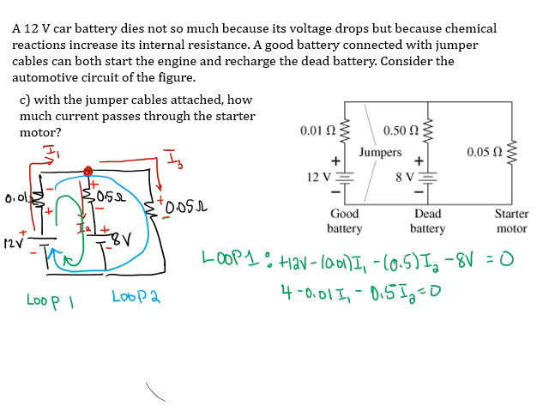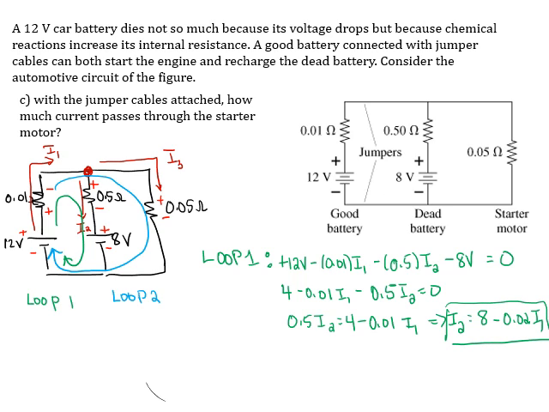So 0.5 I2 equals 4 minus 0.01 I1. So I2, we'll divide both sides by 0.5. I2 equals 8 minus 0.02 I1. Okay, there's one equation we'll be able to use in solving our algebra.